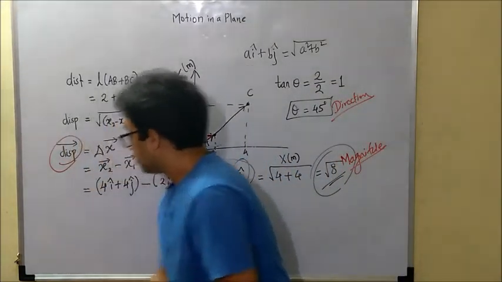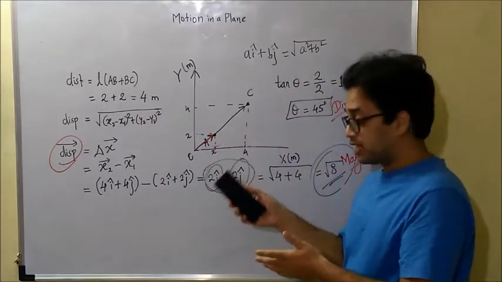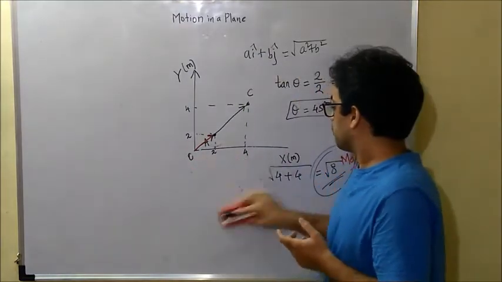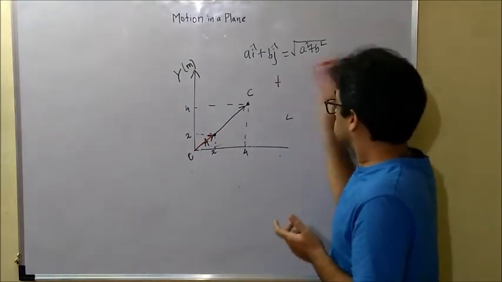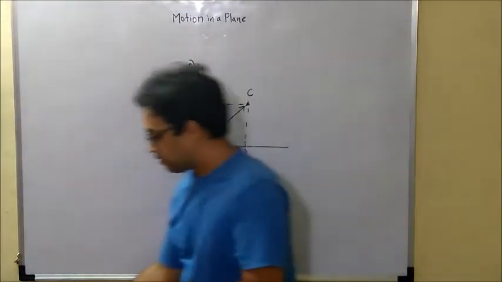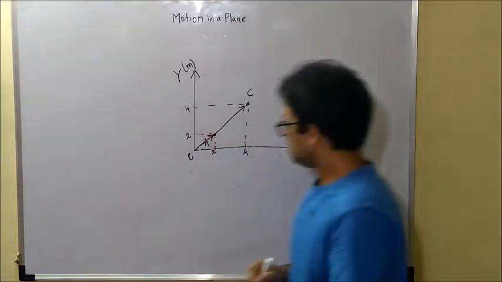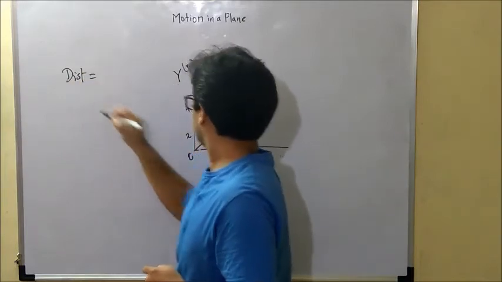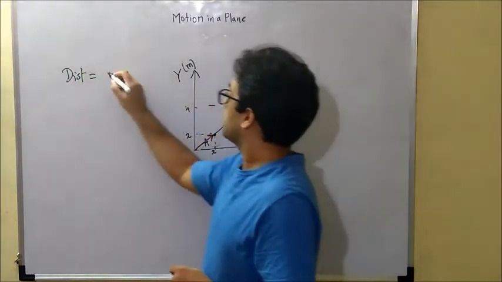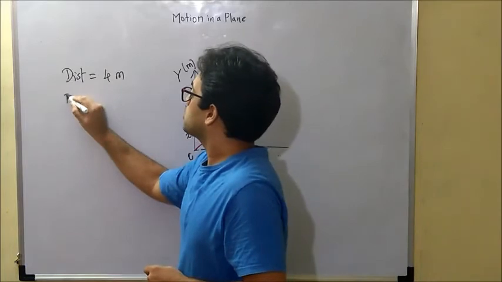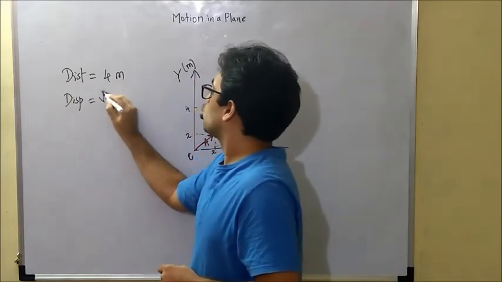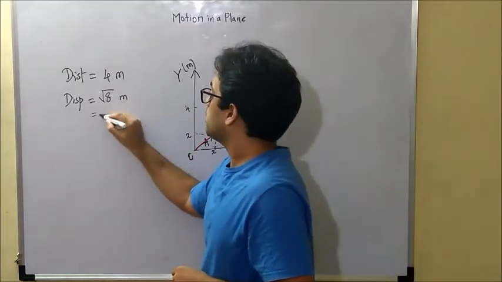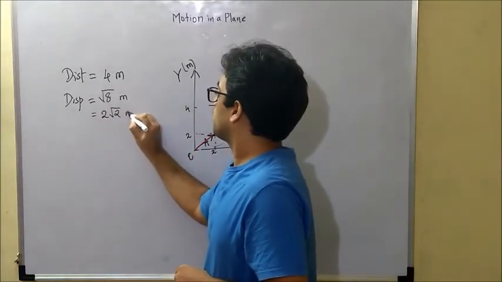Now, this is only about the displacement. We wanted to find something more as well, right? And what was that? We wanted to find distance, displacement, average speed and average velocity, right? So, our distance comes out as 2 meter plus 2 meter, that is 4 meter. How much is our displacement? It is root 8 meter. For your information, how much will this be? It will be 2 root 2 meter.